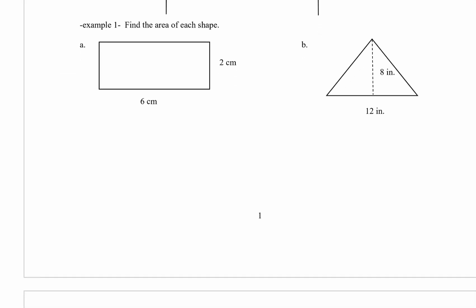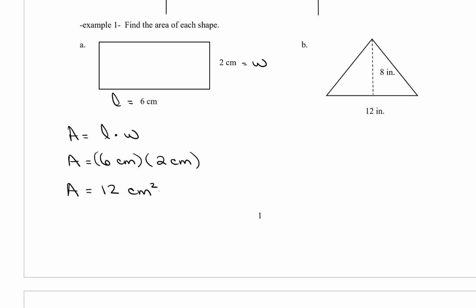Example 1. Find the area of each shape. For A, we have a rectangle where the width is equal to 2 centimeters and the length is equal to 6 centimeters. Area is equal to length times width, so area is going to be equal to 6 centimeters times 2 centimeters. So area is going to be equal to 12 centimeters squared, or square centimeters. I'm going to go ahead and box that in.